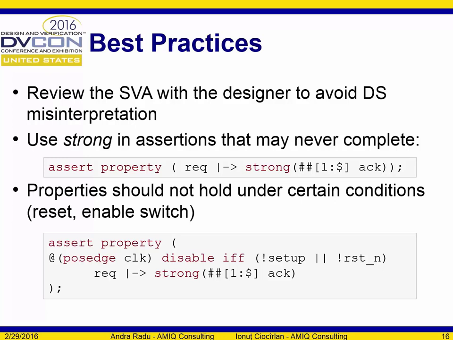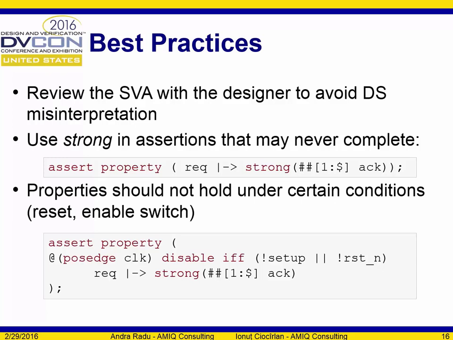Another one would be using strong in assertions that may never complete. We've previously discussed in a coding guideline that you should avoid infinite assertions with no upper range when you have delays. But let's say we are forced to do that, at least we have a safety net. You could use the strong construct of the SystemVerilog language. In this case, let's say we have the request and the acknowledge. If the acknowledge is not asserted until the simulation ends, this assertion will be considered failed, so we don't get a false vacuous pass.